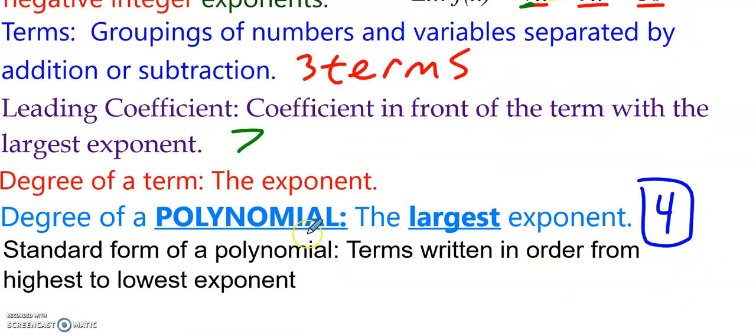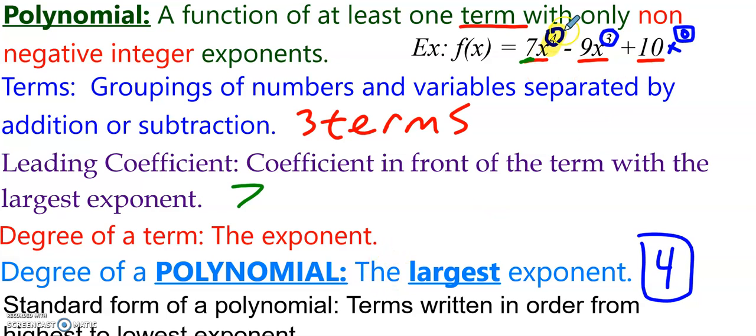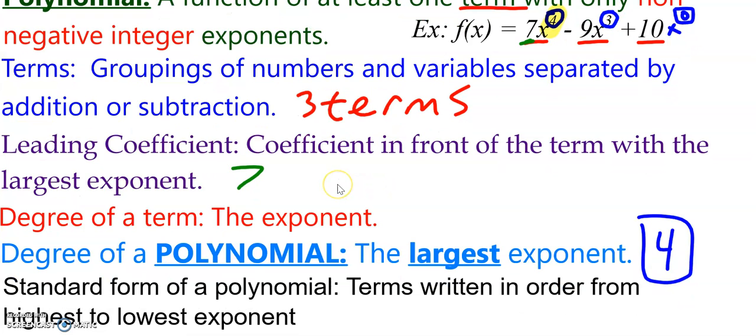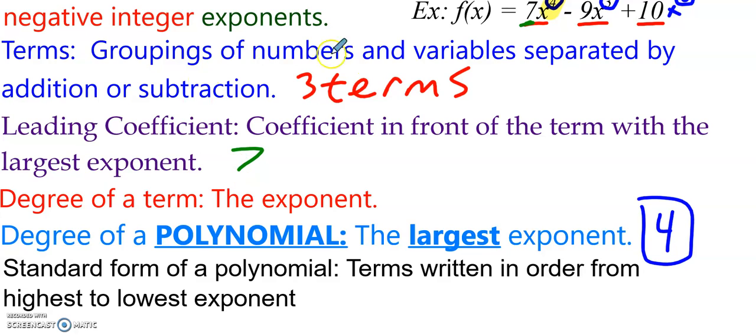And then the last thing is the standard form of a polynomial. The standard form of a polynomial is when the terms are written in order from highest to lowest exponent or highest to lowest degree. So this polynomial here is written in standard form, 7x to the 4th minus 9x to the 3rd plus 10x to the 0 power. So we're going from highest, 4, and then 3. There's nothing to the second power, nothing to the first power, and then to the 0th power. So that is a polynomial in standard form. That is our definition of polynomial. And these are key vocab words that I will be using, so we want to make sure we understand.